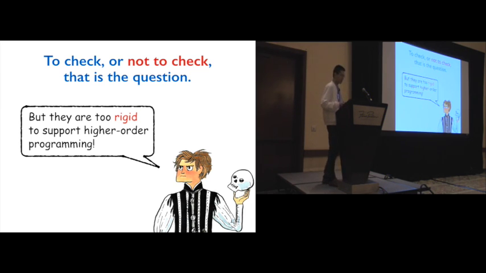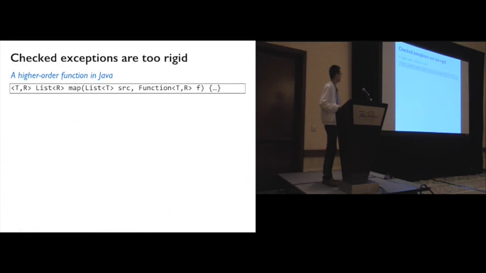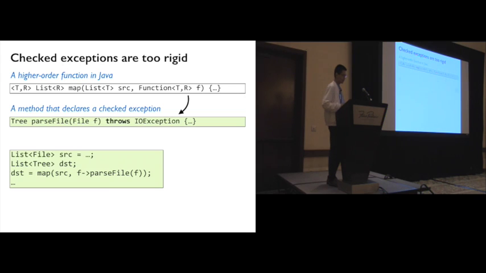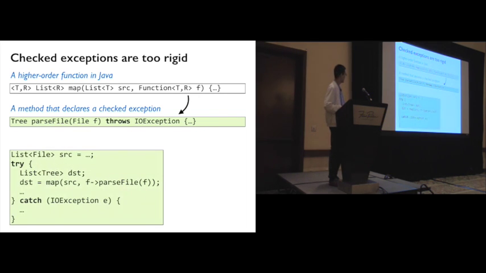To see the problem, consider this higher-order function map written in Java. It takes a list of T's and a function that transforms a T to an R, and it returns a list of R's. parseFile is a method that declares the checked IOException, and the programming task here is to parse a list of files. So the programmer calls map and passes parseFile to it as a lambda expression. Because parseFile declares IOException, the programmer then writes a handler for it to account for this unusual condition.